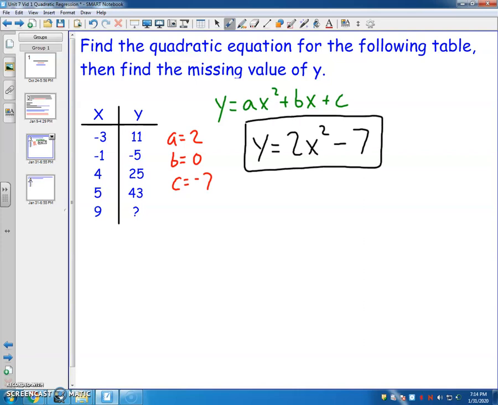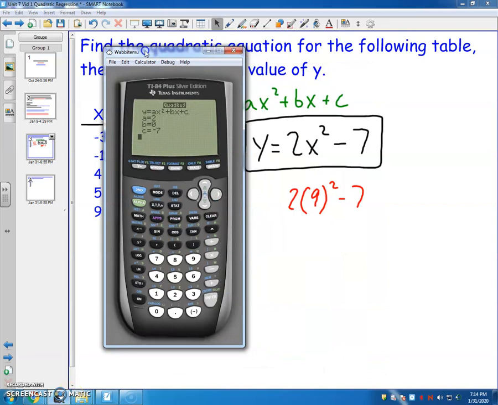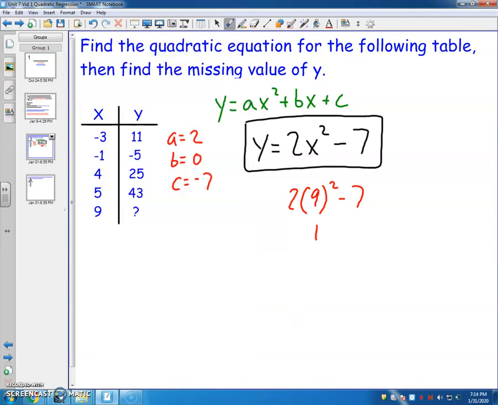Now find the missing value of y. So when x is 9, how do you find y? You just plug that in. So we're going to do 2 times 9 squared minus 7. You can use a calculator for that. So 2 parentheses 9 close parentheses squared minus 7 gives me the number 155. Alright, so y is 155. So that's that missing number right here. That's it. Use a calculator to find the equation, and then use that equation to find the missing number.